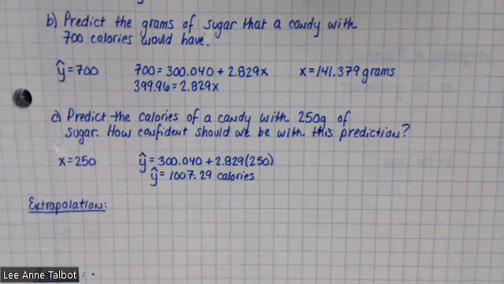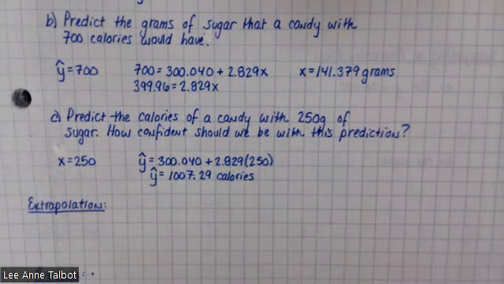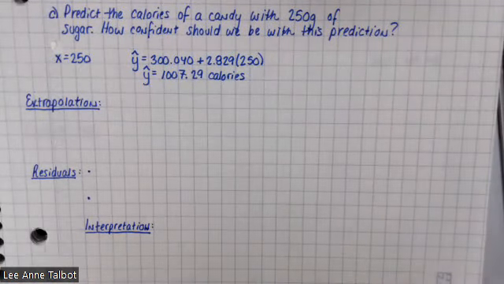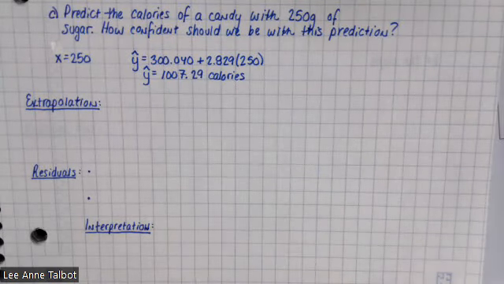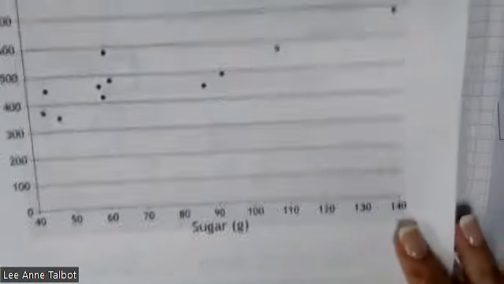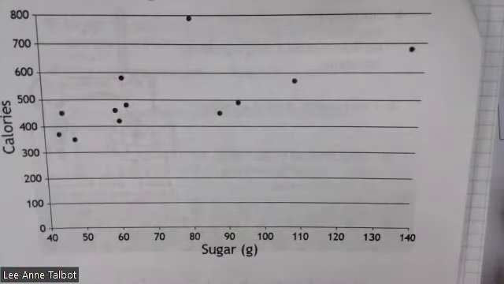Alrighty. Let's see if you got it. You get 1007.29 calories. Okay, now, how confident should we be with this prediction? To answer that question, we need to look at our graph. So let's find 250 grams of sugar on our graph. It's not on there. So how confident should we be?